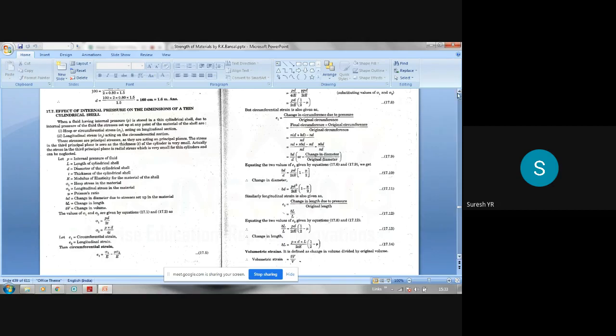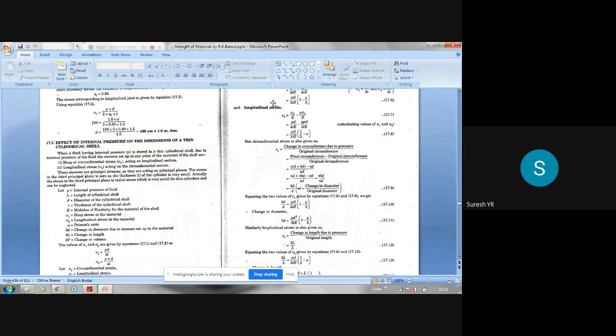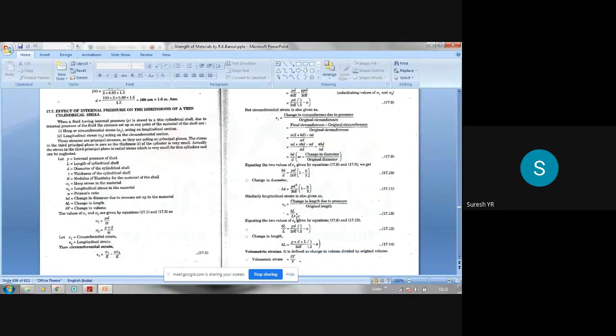Now this should be equated to your epsilon 2, which you have got from generalized Hooke's law. That means PD by 2TE into half minus mu. You can equate 17.8 and 17.12, and you will get delta L. So delta L by L is equal to PD by 2TE into half minus mu. Therefore delta L will be PDL divided by 2TE into half minus mu. This you have to remember for calculating the change in length. This is the formula for calculating change in diameter, and this is the formula for calculating change in length. Now let us see how we can calculate volumetric strain.